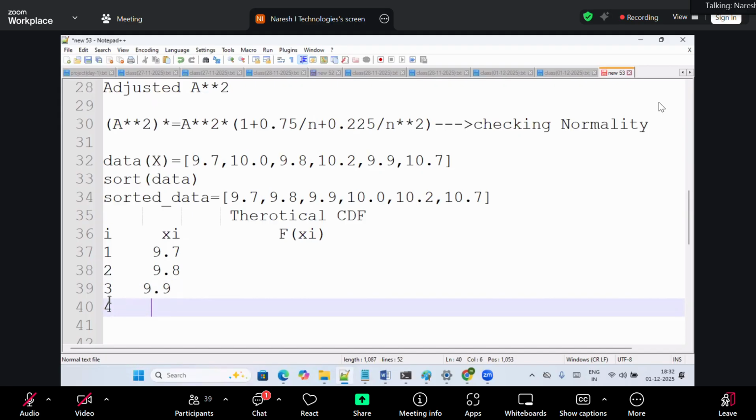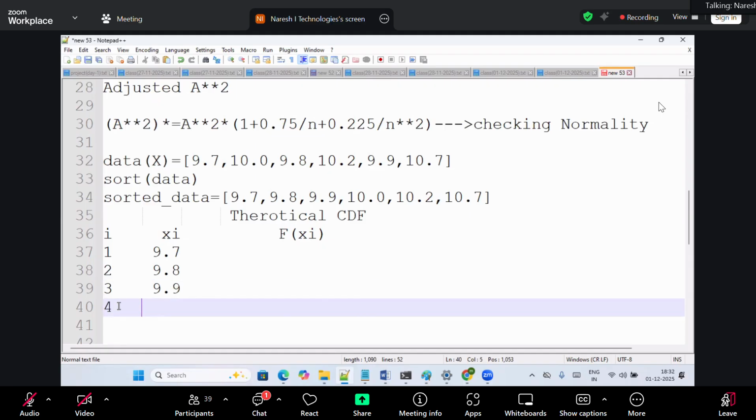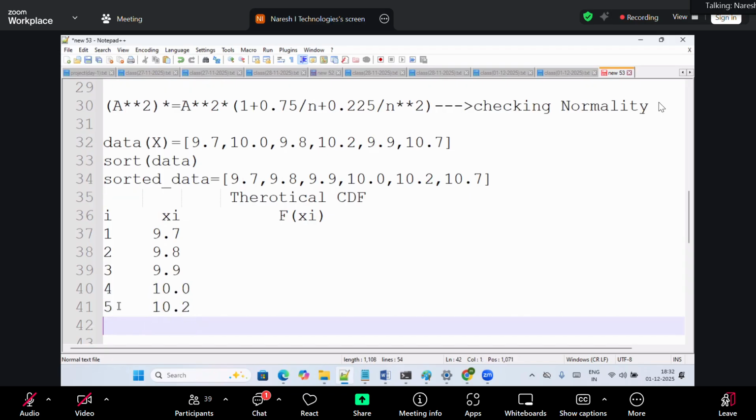कठिन लग रहा है क्या? See guys, ये मैंने डिराइव तो किया नहीं है ना, तो जैसा डिराइव्ड है I am trying to explain in the same way. So fifth 10.2 है, 10.2. Then you have a 6th, 10.7. Correct? This is one.